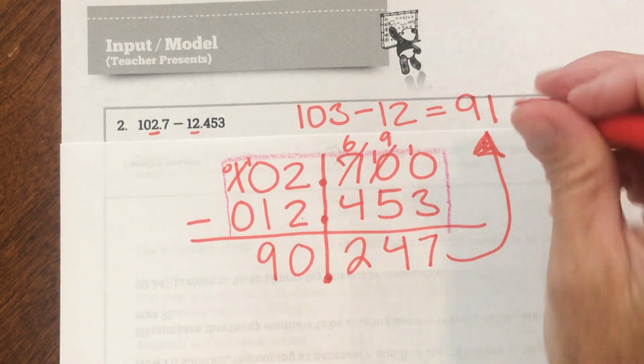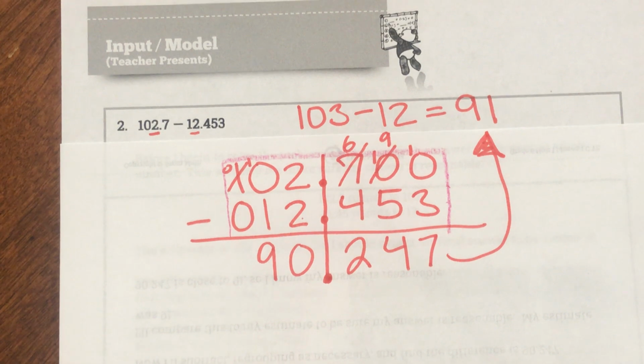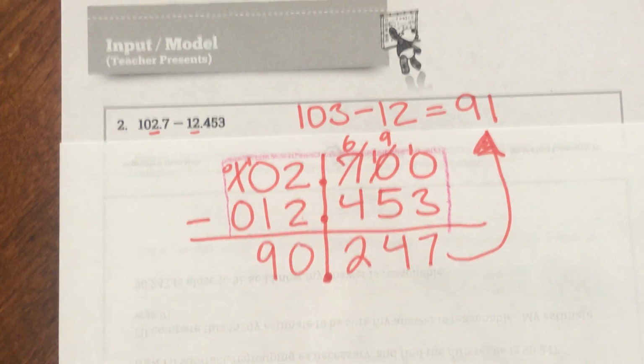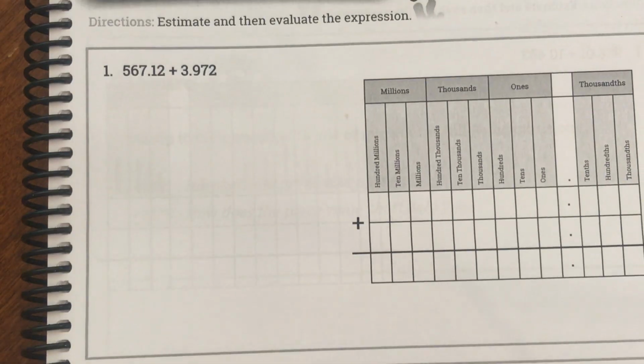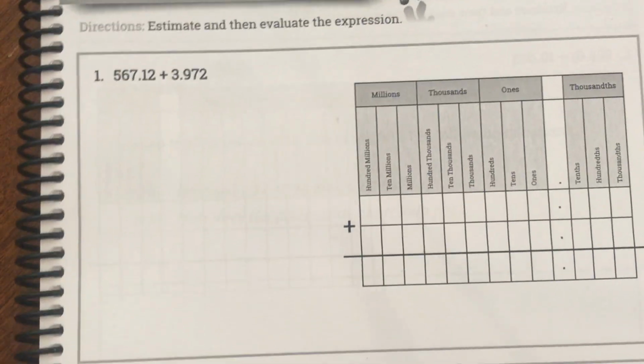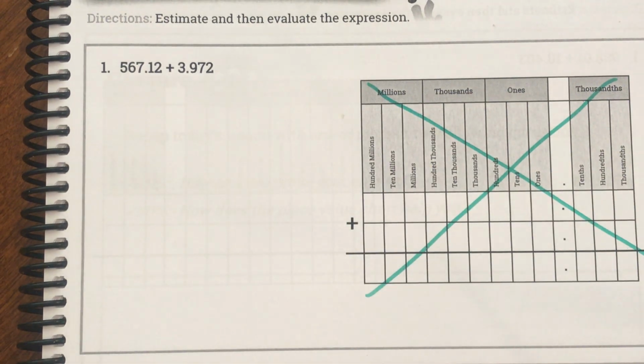So my answer, when I go to check for reasonableness, is 90 and 247 thousandths, which is very close to 91, which tells me that I am correct. Okay, ladies and gentlemen, let's try some together. We are on page 4 of your student journal. And like I said, we are not going to be using this because they'll never provide that for you on a test. Even though it might help now, it's just not a great habit to get into.